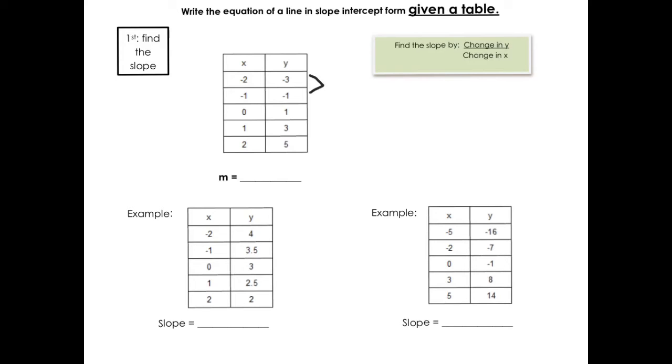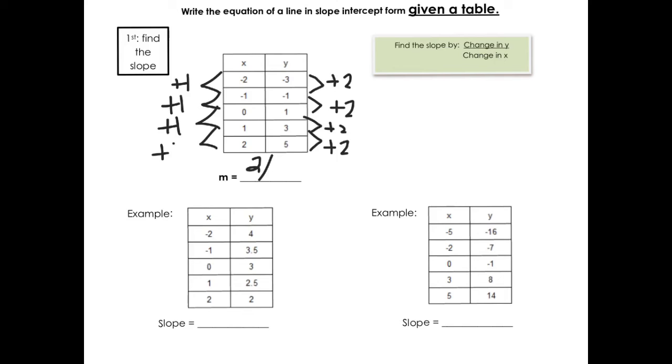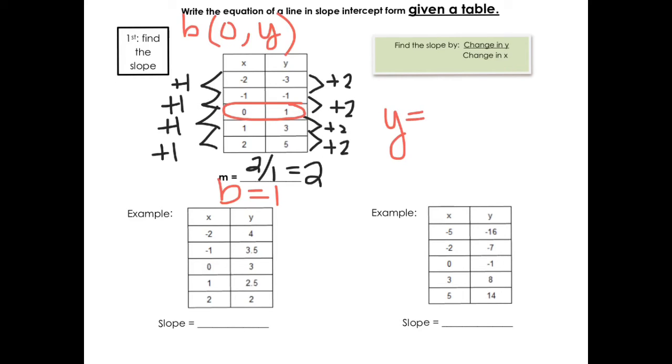So what happened here? Negative 3 to negative 2, well, that's plus 2. Plus 2. Plus 2. So my change in y is a positive 2. What happened on the x side? Plus 1. Plus 1. And so on. So my slope is 2 over 1, which actually reduces to 2. The second thing that you need to look for is you need to discover the y-intercept. And remember, the y-intercept happens when x equals 0. So my y-intercept is 1. So that would be the equation y equals 2x plus 1.